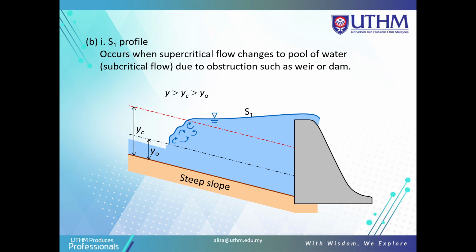Okay, and the S1 profile here occurs when supercritical flow changes to a pool. So you just remember this one. Okay, no need to remember that. Okay, no sketch here. This profile is from the table that I gave in the previous slide. So this is one by one, to show you about S1, S2 and so on.